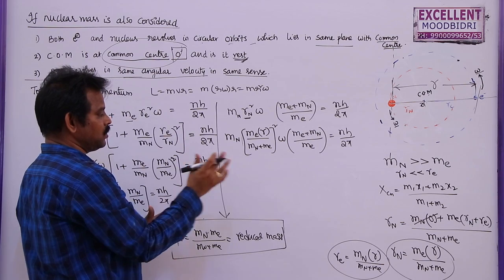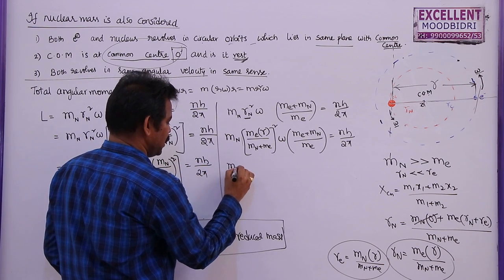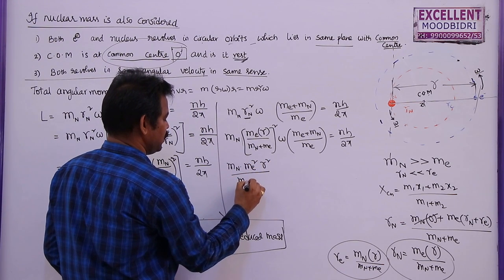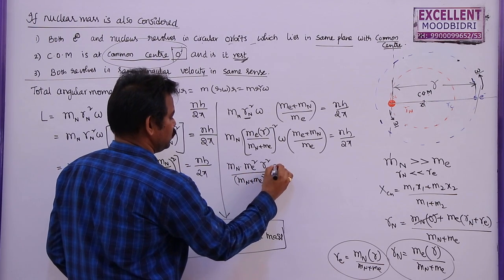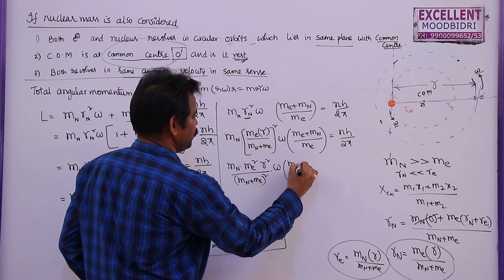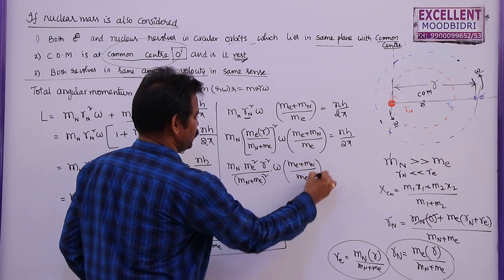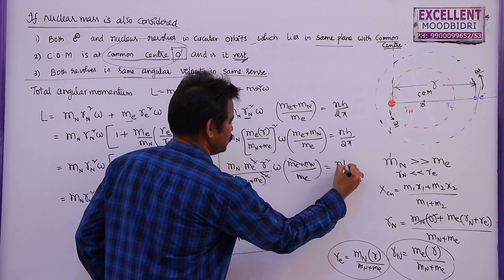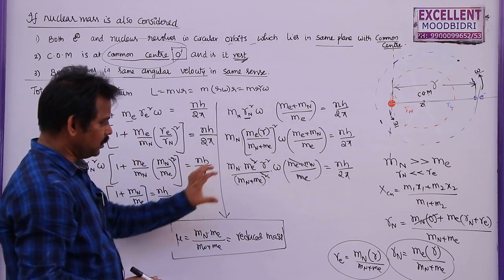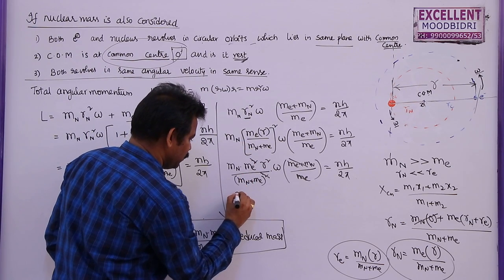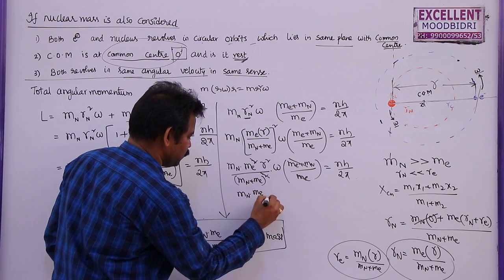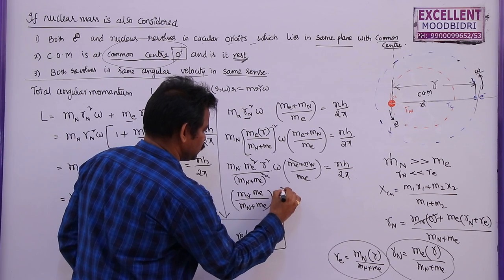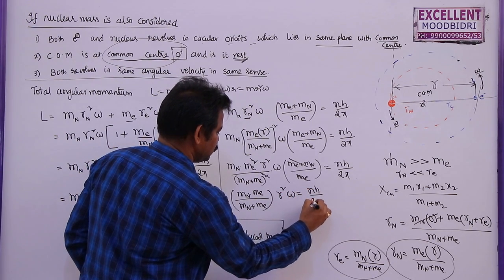So what are the terms that can be cancelled here? So let me take this as mass of nucleus, mass of electron square, r square by mn plus me square, into omega into me plus mn by me. You can cancel this and one of this, and me square, mn get cancelled, which is equal to nh by 2 pi. Now what are the remaining terms here? We have mass of nucleus into mass of electron by mass of nucleus plus mass of electron, into r square omega is equal to nh by 2 pi.